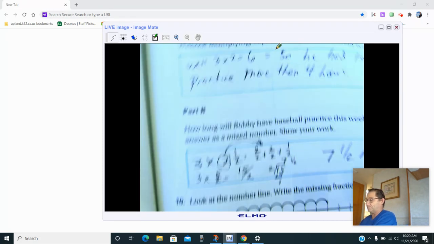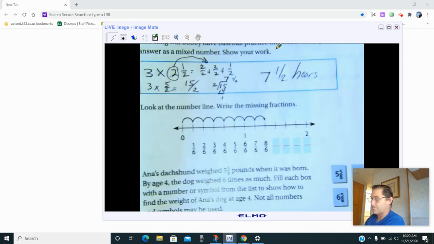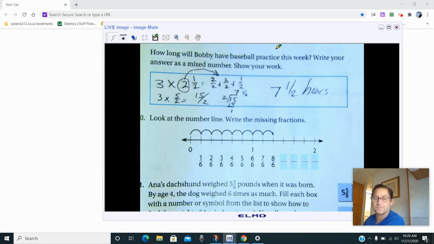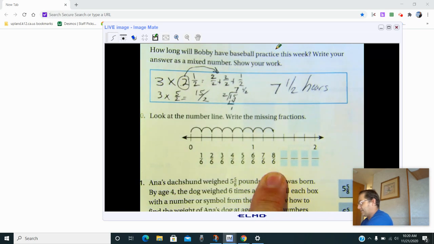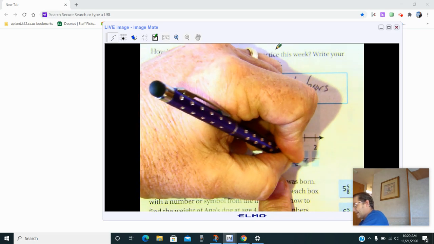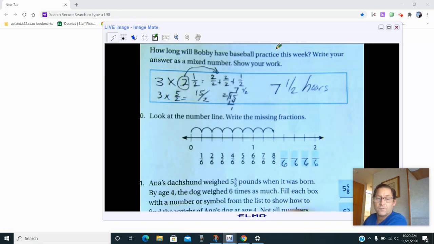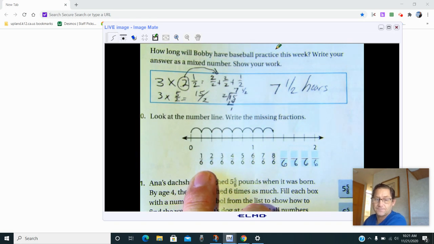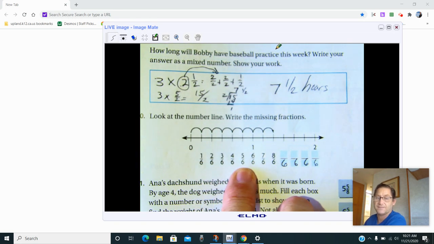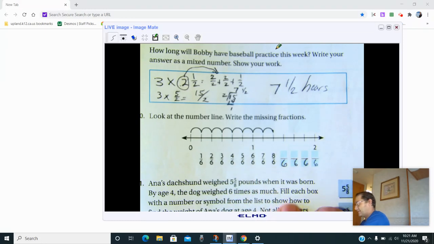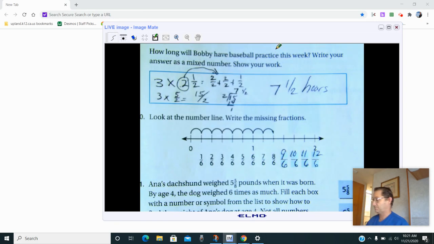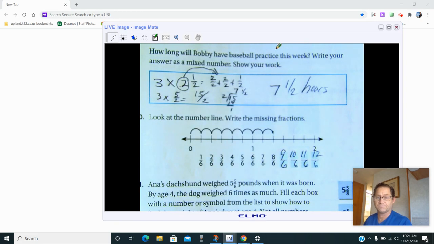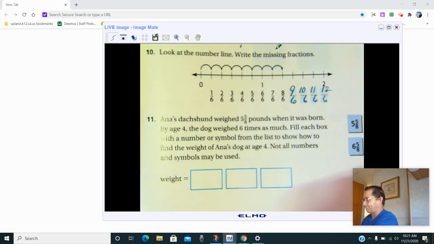Number 10. Look at the number line. Write the missing fractions. Okay, well, we notice that all of these have to be sixths. So that's going to stay the same. We're counting by 1/6. 2/6, 3/6, 4/6, 5/6, 6/6, 7/6, 8/6, 9/6, 10/6, 11/6, 12/6. Okay? Don't make that hard.